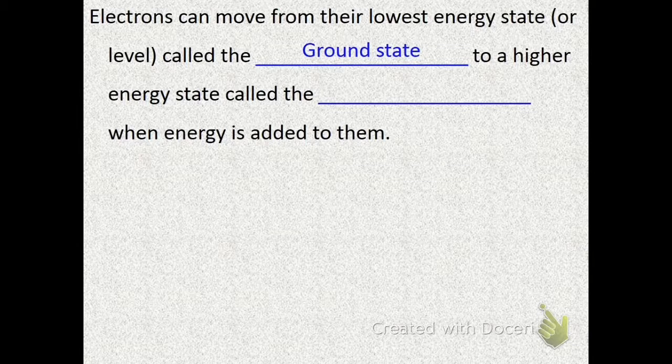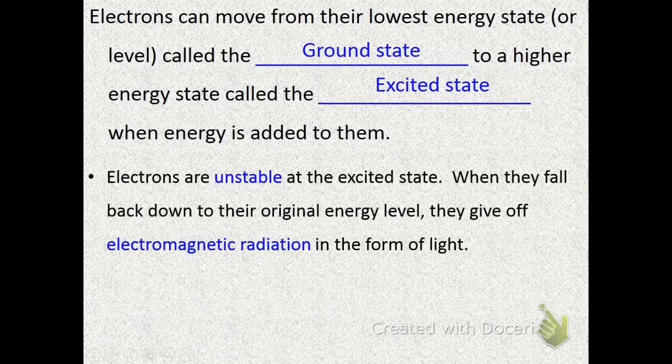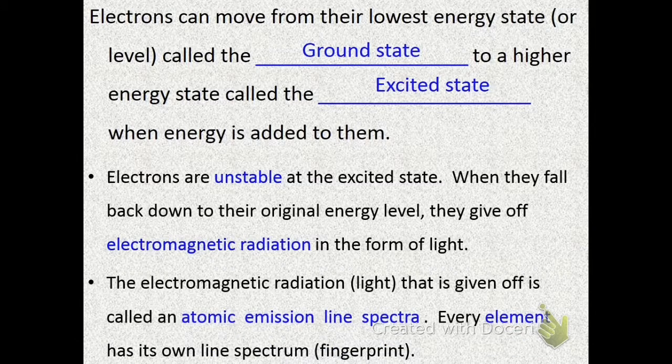Now, along with the electron cloud model comes this idea that electrons can actually change their energy level. The energy level that they start in is called the ground state, and the higher energy level is called the excited state. And this happens when energy is added to them. However, they're unstable in that excited state, and when they fall back down to their original energy level, they give off electromagnetic radiation in the form of light.